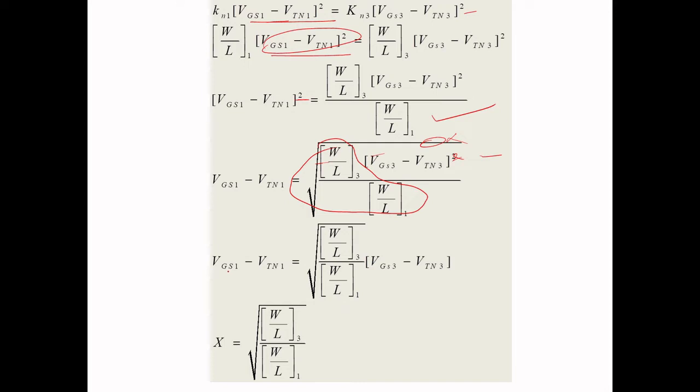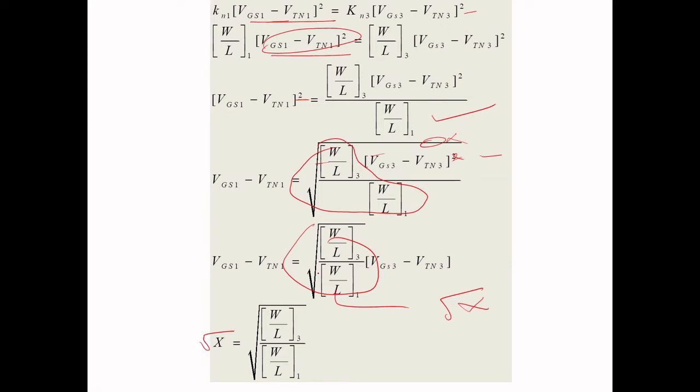So now the square root applies only to these two terms, not to this, because this will get cancelled. So I can write Vgs1 minus Vt1 equal to square root of (W/L3 divided by W/L1) into (Vgs3 minus Vtn3). For our simplification, I am taking root of x equal to root of W/L3 divided by W/L1. So hereafter, for our derivation, we will be taking this whole term as root x.